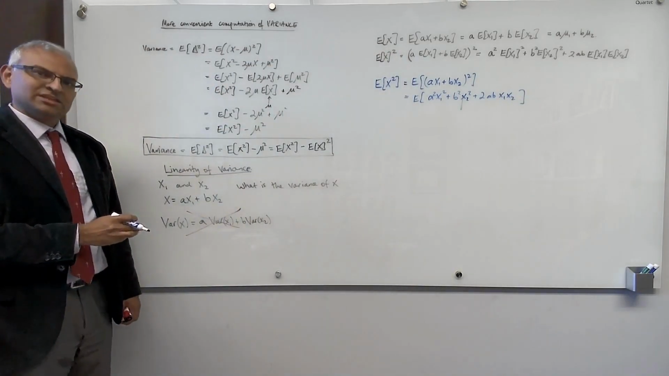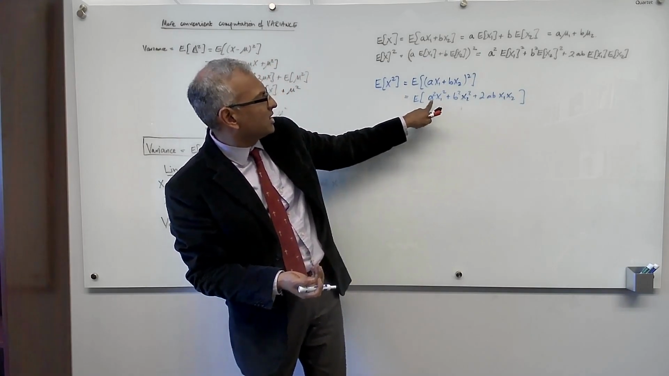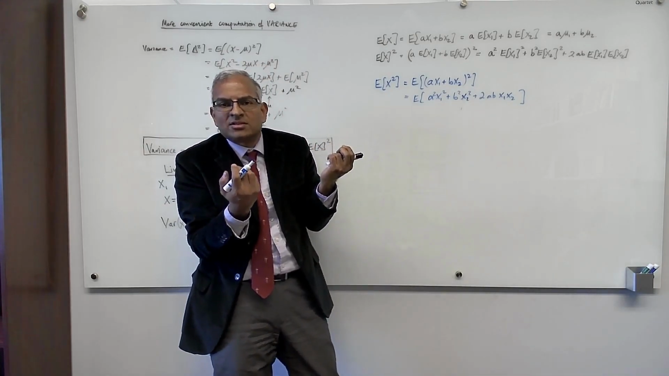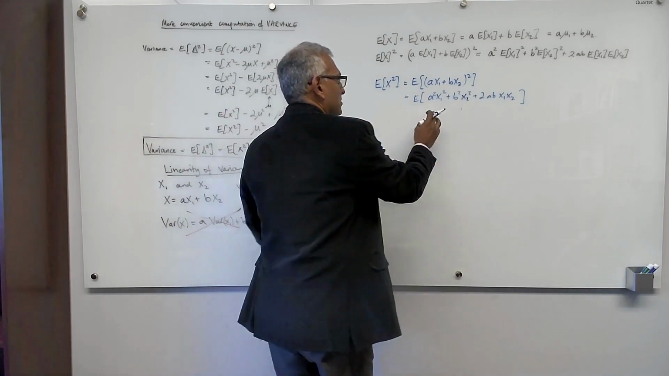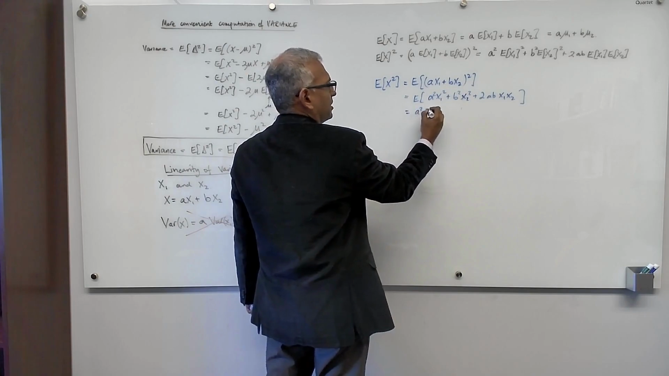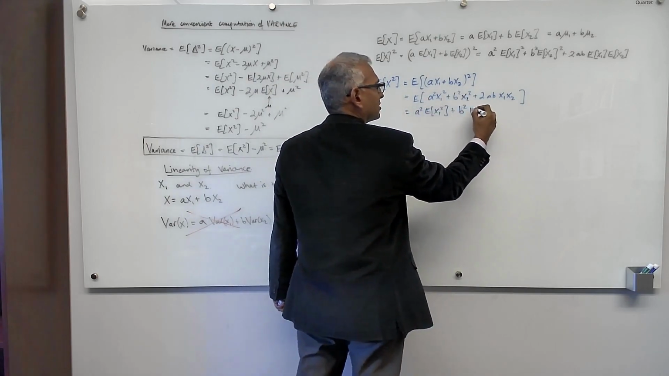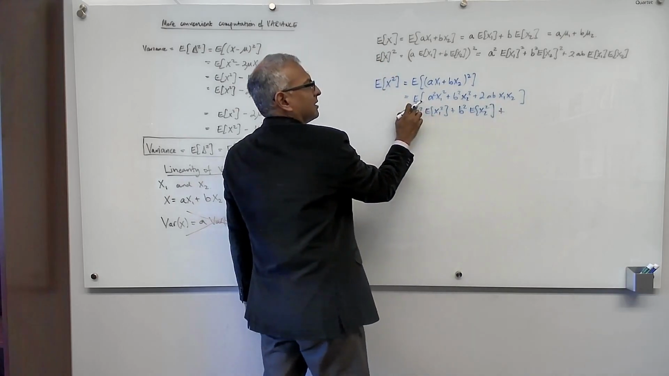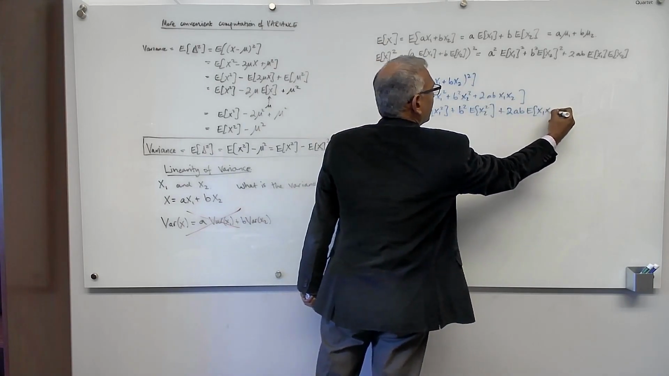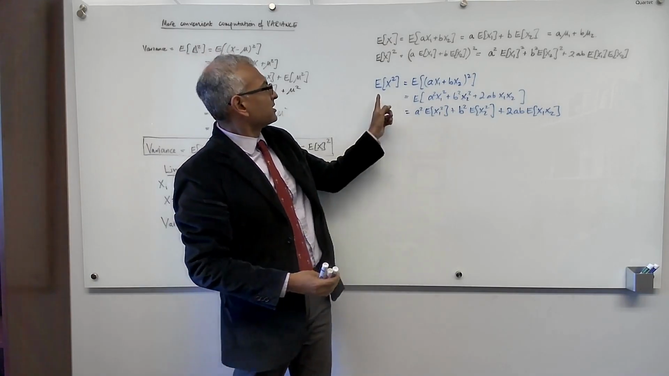Now we're dealing with the expected value, so we can use linearity. The expected value of a sum is the sum of expected values, and I can take these constants, a squared, b squared, and 2ab, outside the expected value, because that's what linearity of expectation tells us. The expected value is a linear function. So we get a squared times the expected value of X1 squared, plus b squared times the expected value of X2 squared, plus 2ab times the expected value of X1 X2. So there is the expected value of X squared.